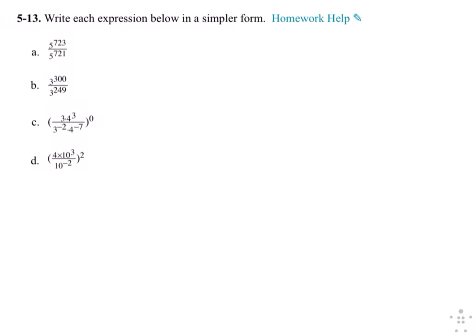Okay, for 13 it says write in simpler form. So basically simplifying, right? So 5 to a power divided by 5 to another power, we subtract the powers, right? So this is really 5 to the 723 minus 721. So this becomes 5 to the second power, which is 25.